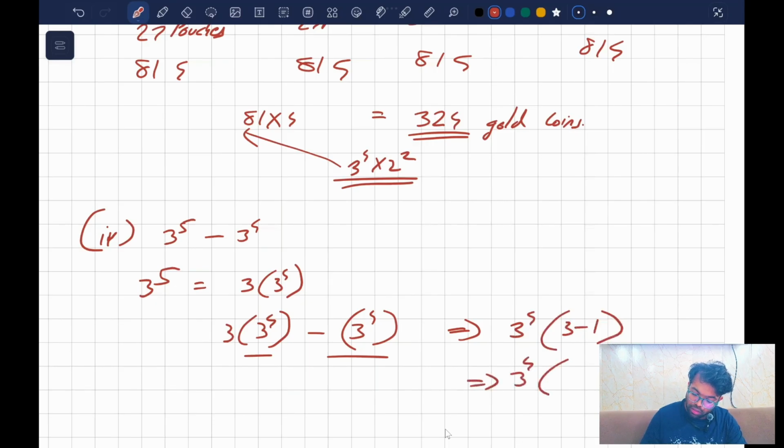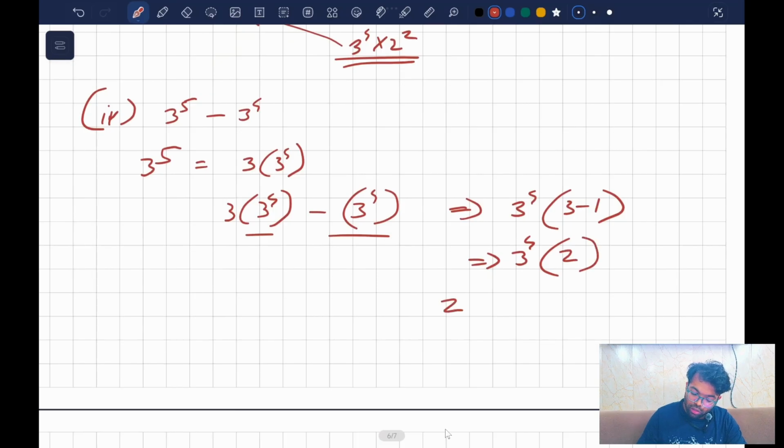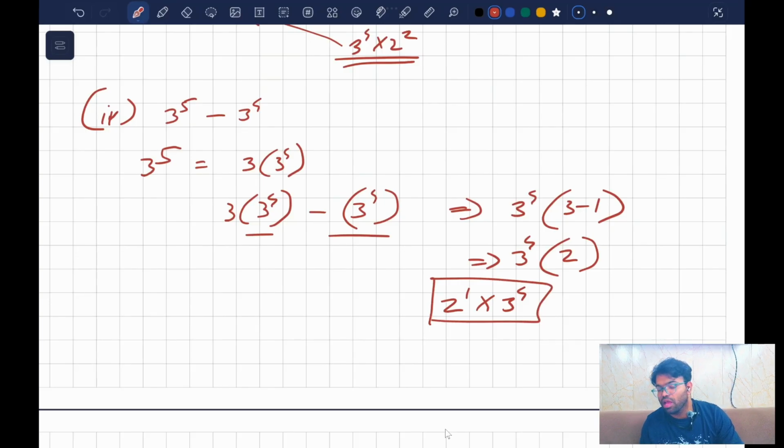3 to the power of 4. 3 minus 1 is how much? 2. So 2 to the power 1 multiplied by 3 to the power 4 coins is still remaining with the ministers. Because the king only took 3 to the power 4, the people still have 3 to the power 4 gold coins left. 2 multiplied by 3 to the power of 4 gold coins are still left. Understood? आगे बढ़ते हैं.